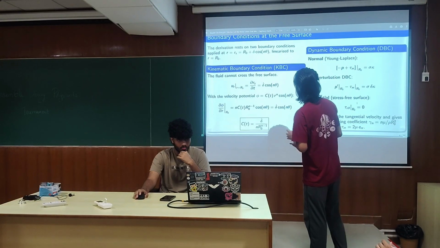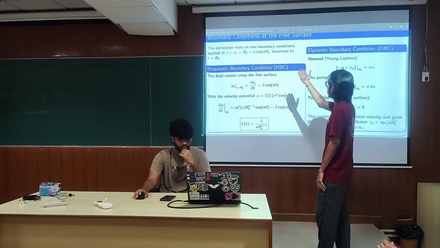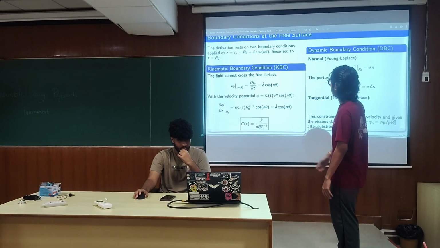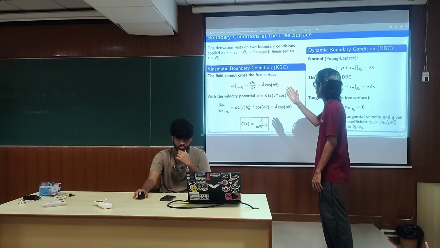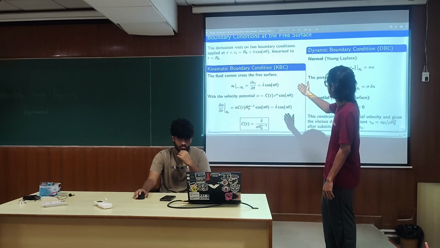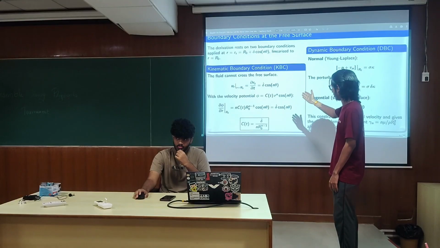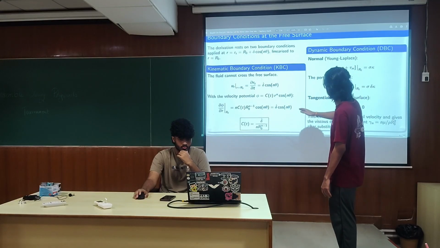So now these are the boundary conditions that we use to solve for this linear perturbation condition. The kinematic boundary condition basically says fluid cannot cross the surface, and we have added this surface derivative here from the velocity potential, and then we have calculated this term here.